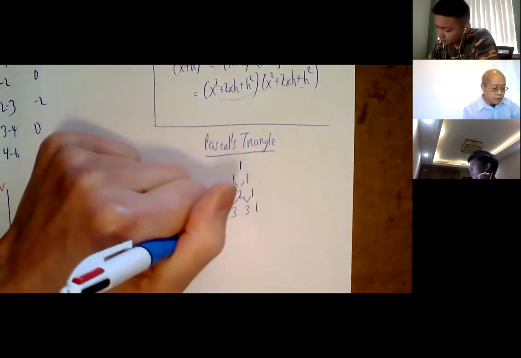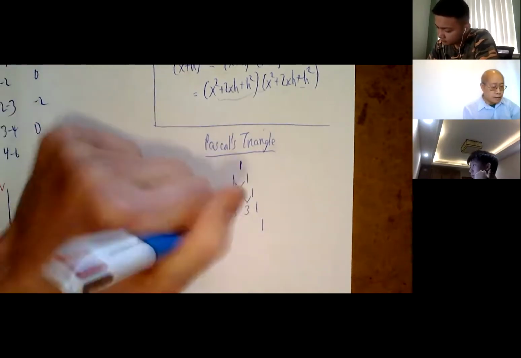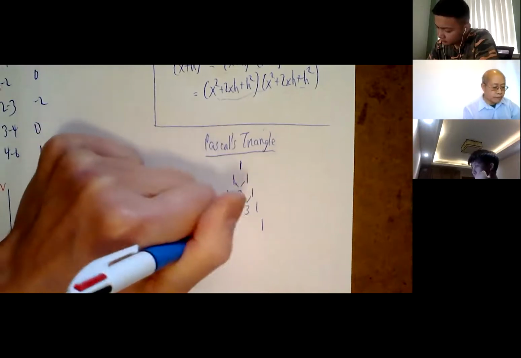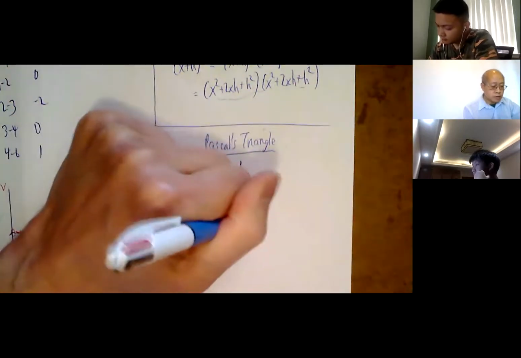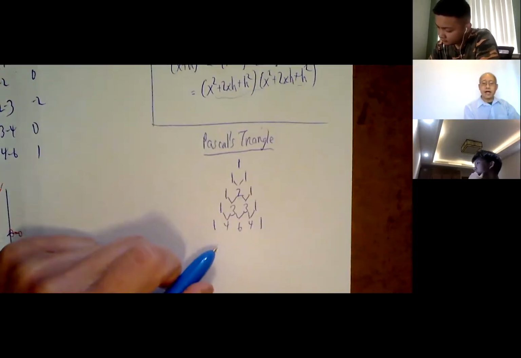And just keep doing that. 1 goes here. 1 goes here. Add these 2. 1 plus 3 is 4. Add these 2. 3 plus 3 is 6. 3 plus 1 is 4. And then you have 1. And you can keep going.